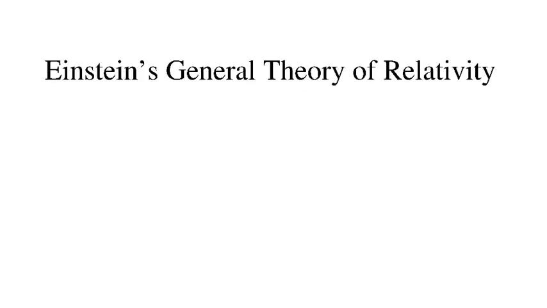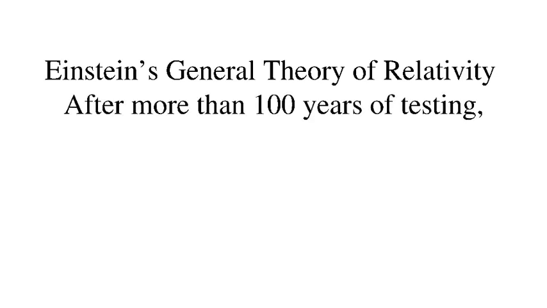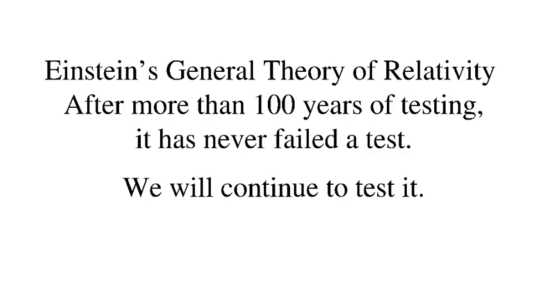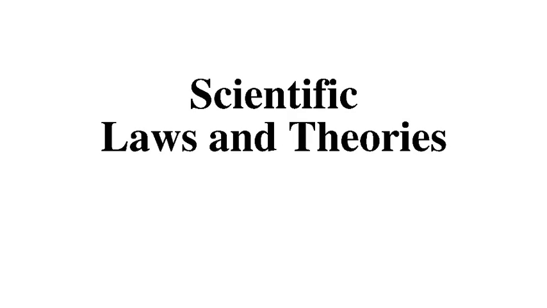Take Einstein's general theory of relativity, for example. We've been testing that theory for over 100 years and it has not failed a single test. But it's still a theory. It will always be a theory and we will continue to test it. This brings us to the difference between scientific laws and scientific theories.